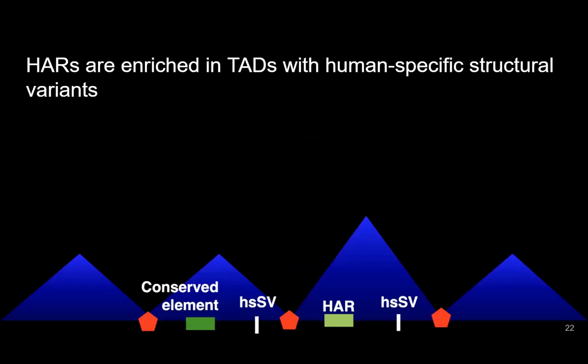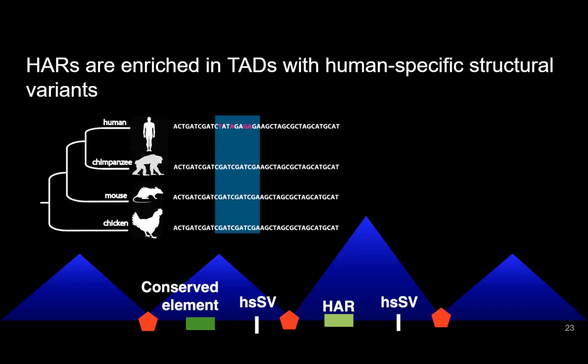And so one interesting thing that we found that suggested that something similar might be going on with HARs is we found that HARs were enriched in TADs that contain human-specific structural variants. Specifically, what we're looking at is, do HARs fall in TADs with human-specific structural variants more frequently than expected, based on a very rigorous null distribution composed of how frequently conserved elements, which remember are the broader set from which HARs are drawn, fall in TADs with human-specific structural variants.